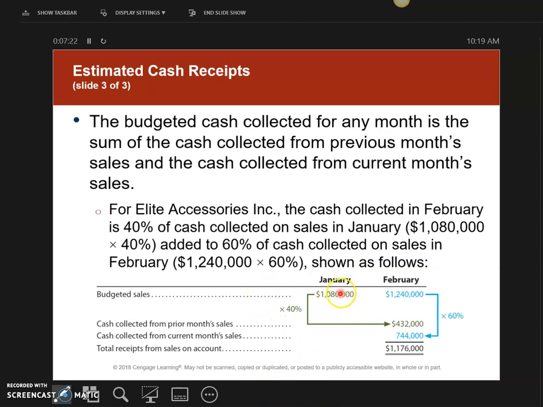So here's my budgeted sales for January. So we're only looking at 1 month. Usually you will do 3 months. January, my sales are 1,080,000. 40% of that will be received in February. So February, I'm going to get this much money. February sales, 60% of the sales will be received in February. So I get this much money. So my receipts for the month of February will equal this much here. In a minute, I'm going to show you the next slide, which has all 3 months.